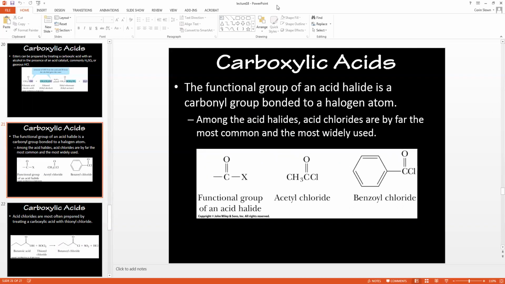Notice, if we think about our carboxylic acids, it's really a similar functional group to our acid halides. The only difference is instead of an OH group, now we have an X, in this case, a halogen. So that could be a chloride or a bromide or an iodide. If we look at acetyl chloride or benzoyl chloride, both of those are great examples of acid chlorides or acid halides.